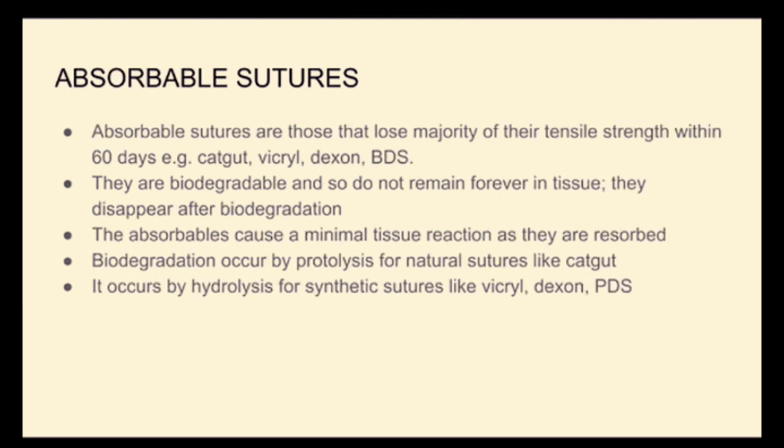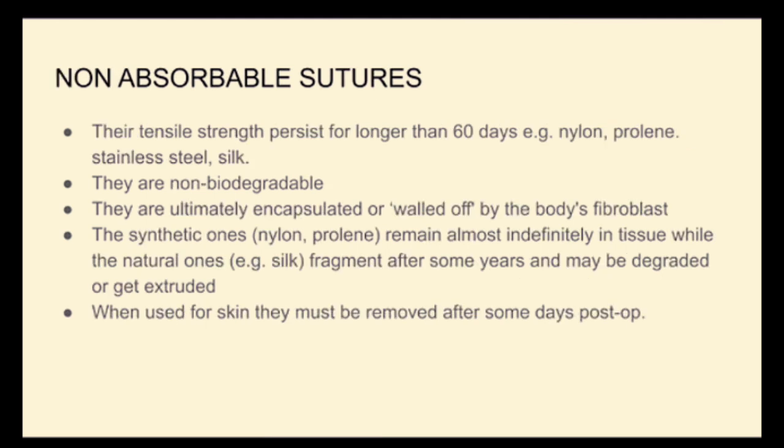Absorbable sutures are those that lose the majority of their tensile strength within 60 days. Examples include Vicryl, Catgut, Dexon, PDS. They are biodegradable and do not remain forever in tissue. They disappear after biodegradation. Absorbable sutures usually cause minimal reaction as they are reabsorbed. Biodegradation usually occurs by proteolysis for natural sutures, and by hydrolysis for synthetic sutures.